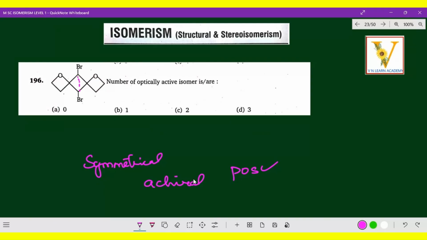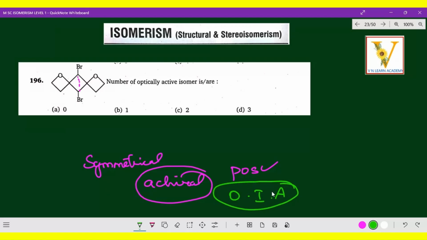POS is present means 100% you cannot identify optical activity. Achiral means optically inactive. So for an optically inactive compound, they are asking how many are optically active. It is totally symmetrical. Symmetrical means achiral compound, and naturally POS will be there. POS is there means 100% it is optically inactive. So the number of optically active isomers is 0 only. I hope you got the clarity. What is the correct answer? Come on, let's go to the next question.